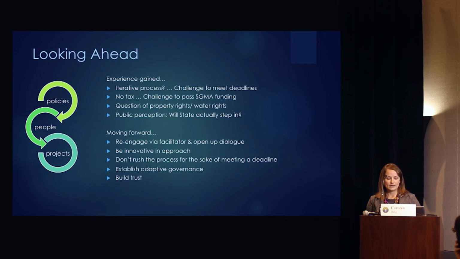So we need to keep, like I said, iteratively changing the makeup of a board and seeing what will work best. I do want to caution everyone not to rush the process. I know there are deadlines and there's the potential of state intervention, but I think it's important to really make sure that we come up with a well-trusted and effective governance structure and aim to meet deadlines, but make sure we don't undercut the process along the way. And I would just encourage you all to go out and keep building trust with your communities and between all the partner agencies.